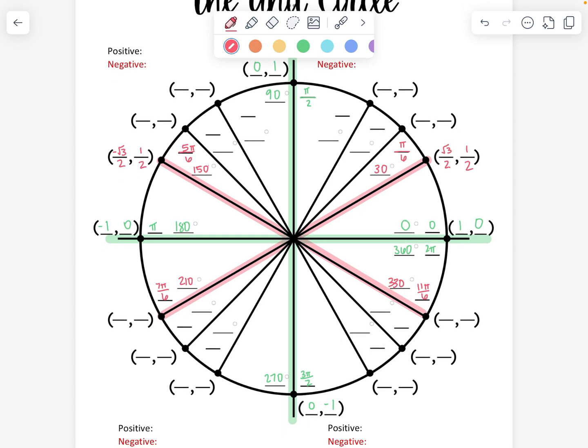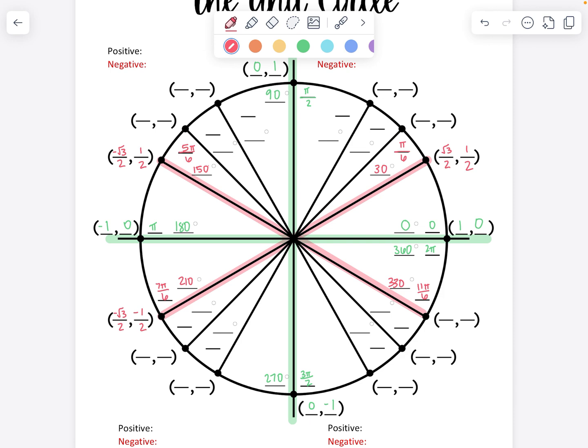When I go down to quadrant 3, we're going to the left, so the negative direction on the x-axis, but now we're also going down, so that's the negative direction on the y-axis, so both are going to be negative. Negative square root of 3 over 2 and negative 1/2.